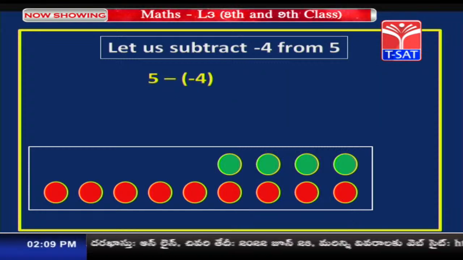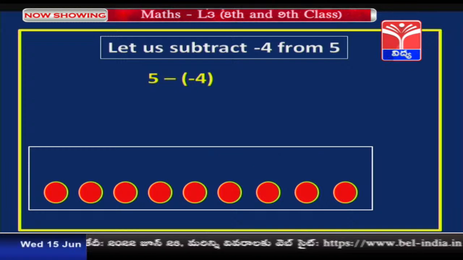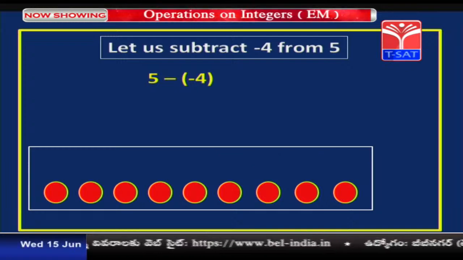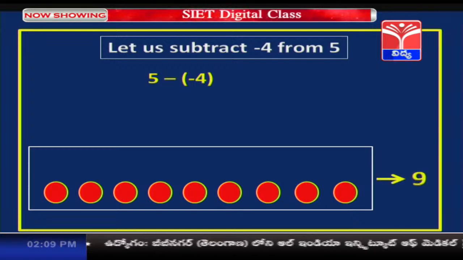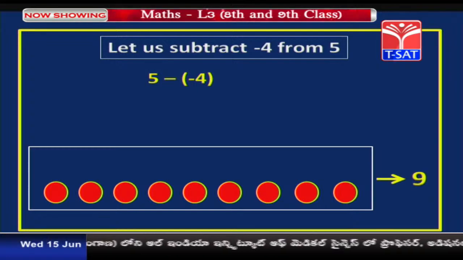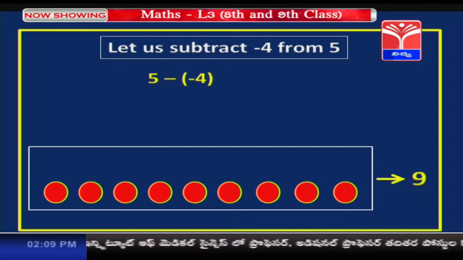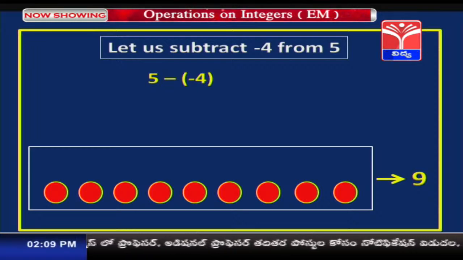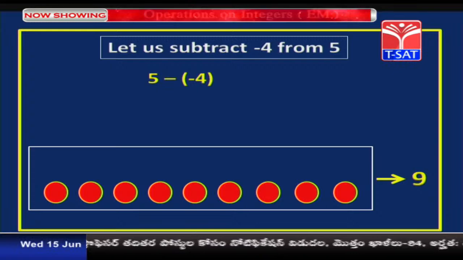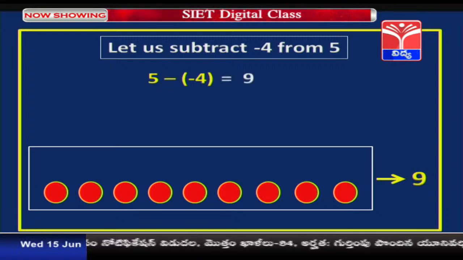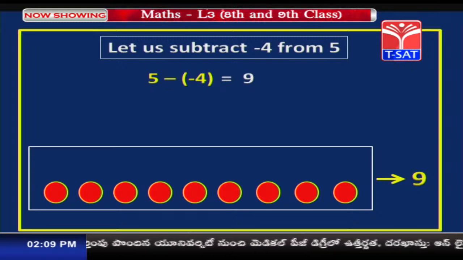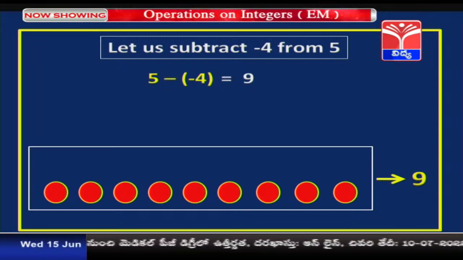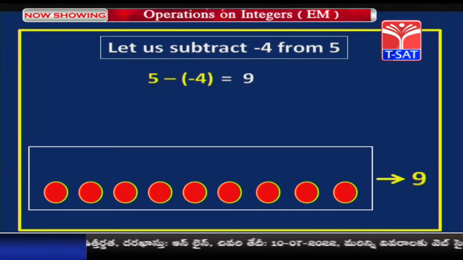So, if I remove these 4 green coins, now what is left? Yes, absolutely right, children. We are left with 9 red coins. So, red coins represent a positive number. Since there are 9, we write it as plus 9 or simply 9. So, that means 5 minus of minus 4 is equal to plus 9. So, this is how we subtract a negative number from a positive number. I hope you understood, children, isn't it?